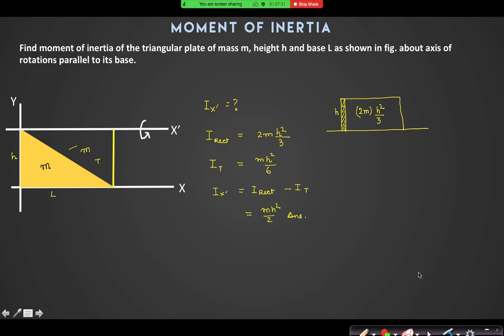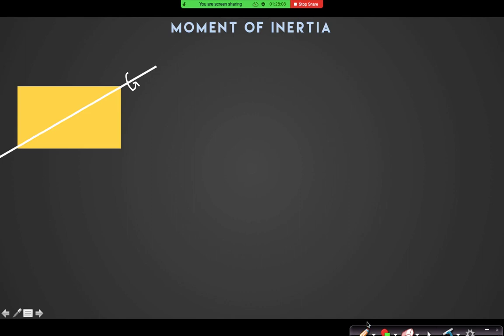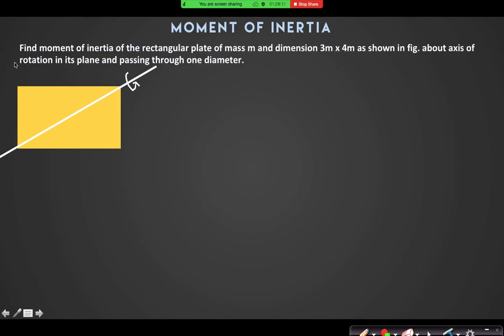I think it is clear to all of us. Okay. Can you find the moment of inertia of this rectangular plate about its diagonal? The mass of the plate is m and the dimensions are 3 meter and 4 meter. What about the moment of inertia about this diagonal?